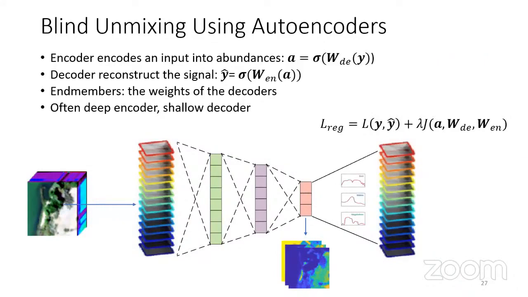Yeah, actually, because I saw this one, WDE, I think this is the weight of the decoder rather than the weight of the encoder. Sorry, this is a typo. Okay, is that what you're mentioning? Yes, sorry, this is a typo. I need to fix it.